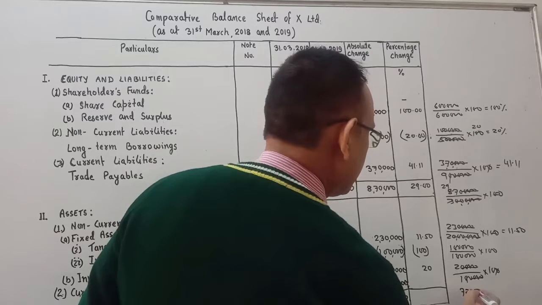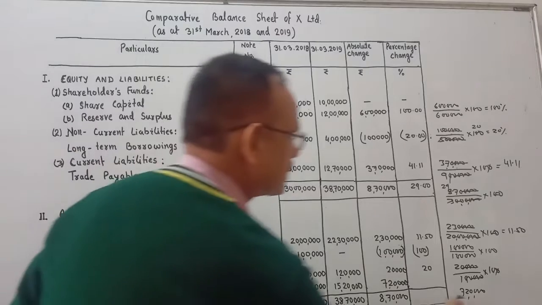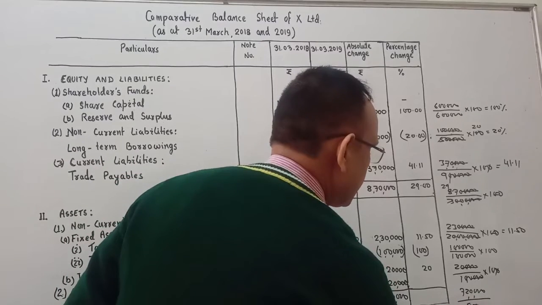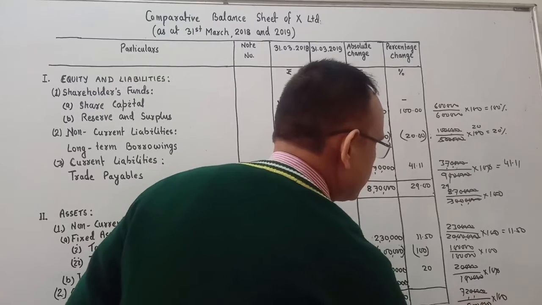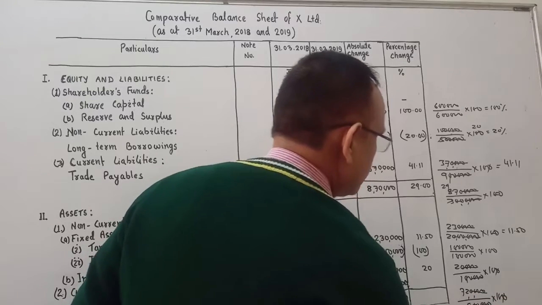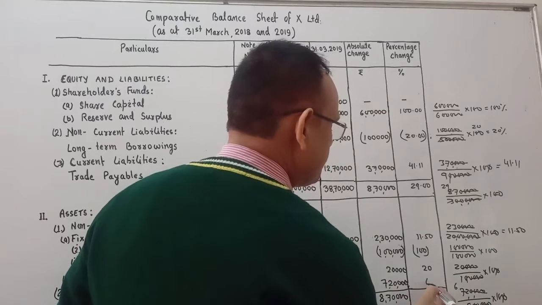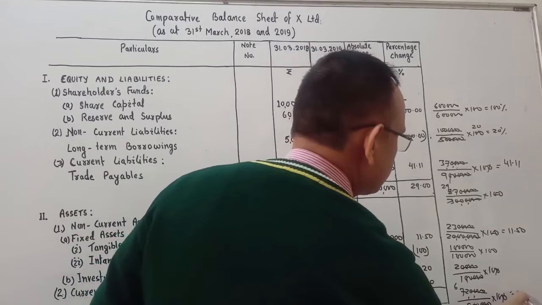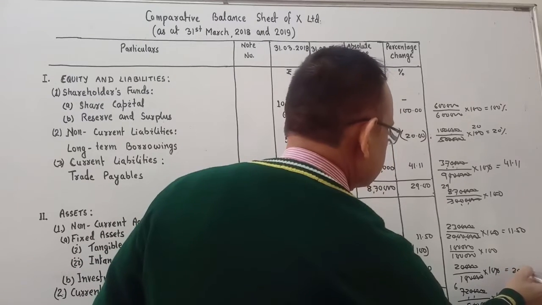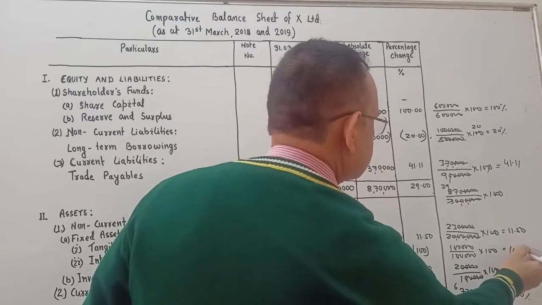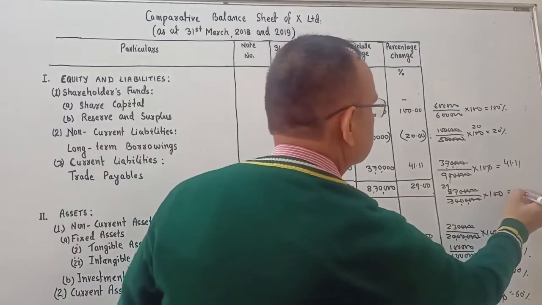7,20,000 upon the previous year figure of 8 lakhs, into 100. So it is 60%. Okay. It is 29%.